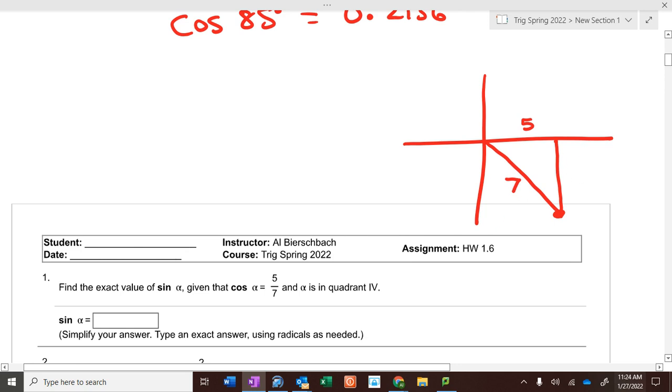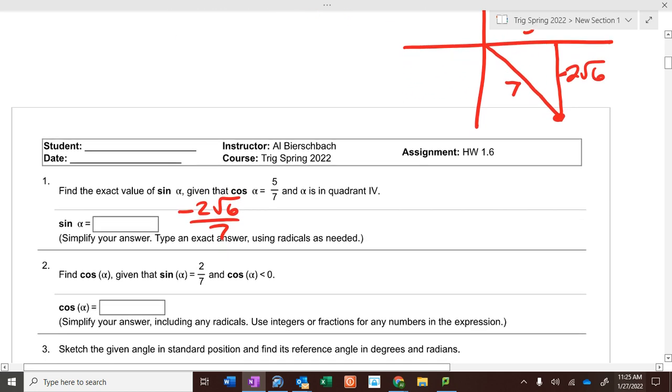So how do I find my other part? Pythagorean Theorem. 7 squared is 49. 5 squared is 25. 49 minus 25 is 24. The square root of 24 is the square root of 4, square root of 6, which is 2 square root of 6. Now, would this 2 square root of 6 be positive or negative? Negative in this quadrant. So the sine of A in that quadrant is negative 2 square root of 6 over 7. A little bit complicated to find, but not the end of the world. Okay?